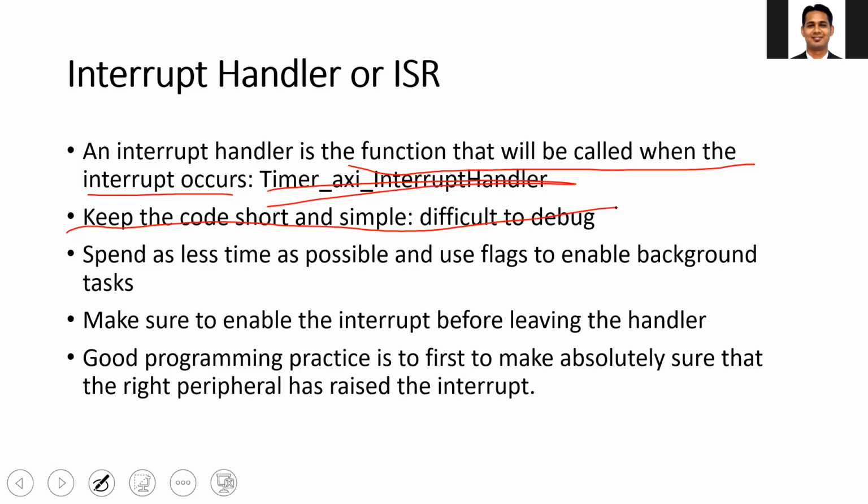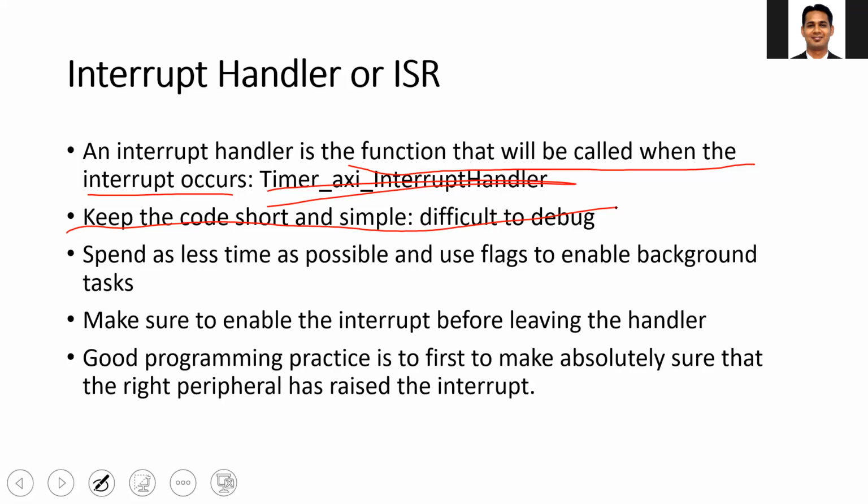Another thing is that your interrupt may be generated by multiple sources, or in some cases you may use the same ISR for multiple sources of the interrupt. Then how do we distinguish who has generated the interrupt at a particular time? That is one thing you need to make sure. And also you need to make sure that you are processing the interrupt for the right peripheral. Basically, whatever you are doing in the ISR, you are doing it for the right peripheral.